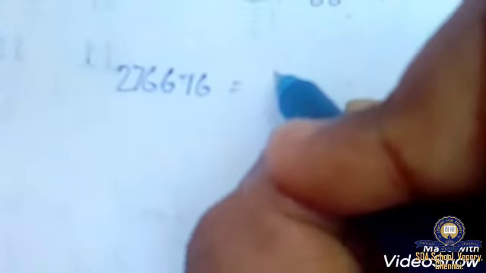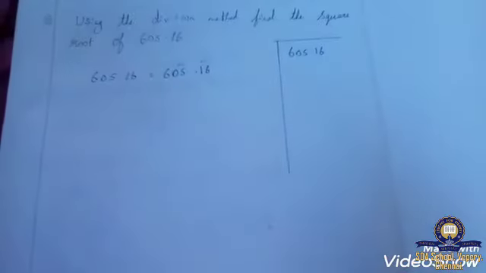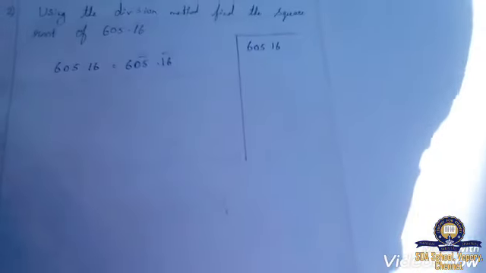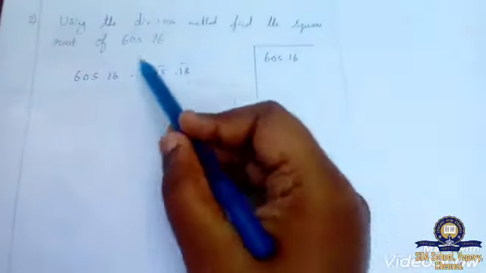So now the square root of 276676 is 526. If you have any doubt, square this number and the answer is 276676. Okay. Previously we found the square root of a number by using the division method. Now we are going to find the square root of a decimal number.